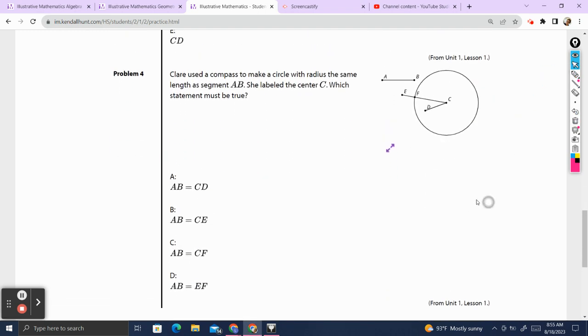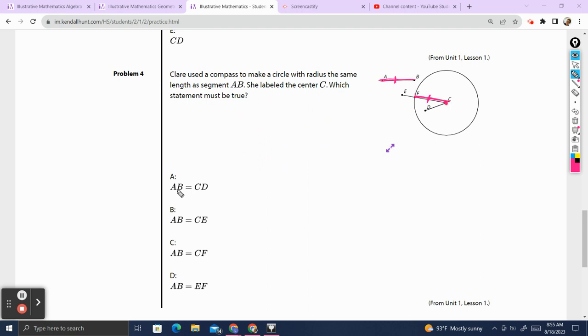Problem 4. Claire used a compass to make a circle with a radius the same length as segment AB. So we have a circle here, and we know the radius, which I'm just going to highlight, is the same length as segment AB. There's a special way we mark this in geometry. The way we do that is we mark it with the same dash through it. And because our dashes match, we know that they're the same length. She labeled center C. Which statement must be true?